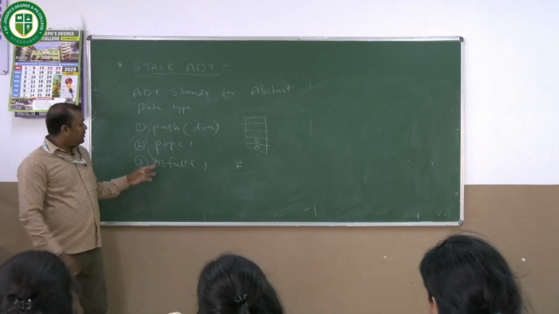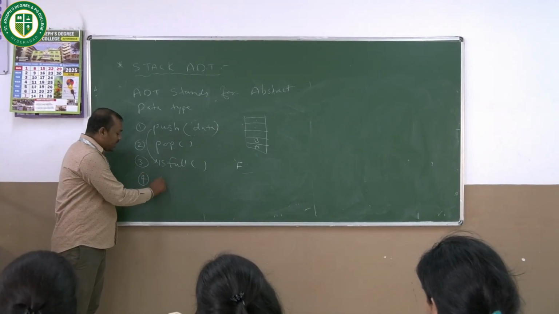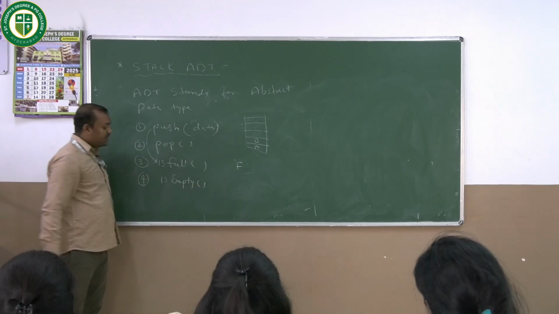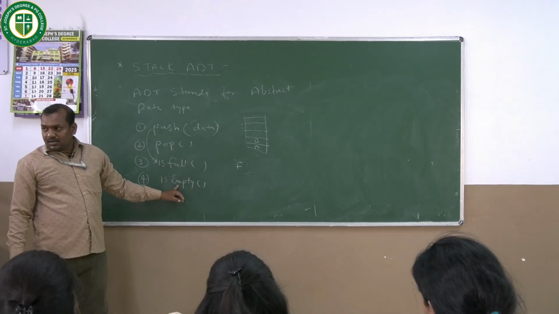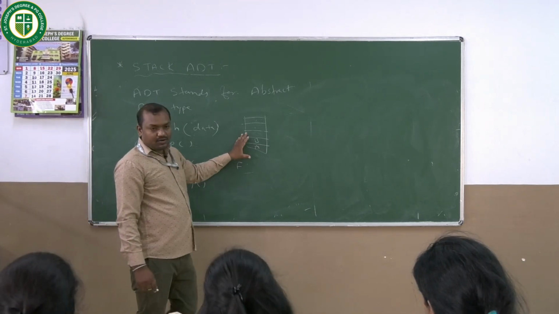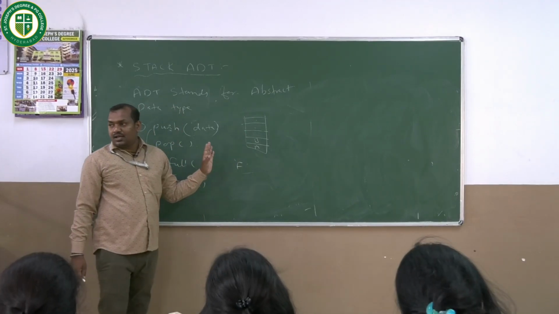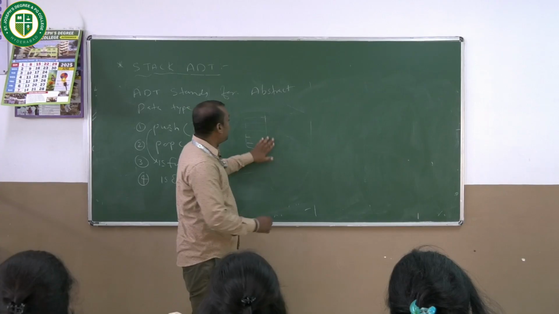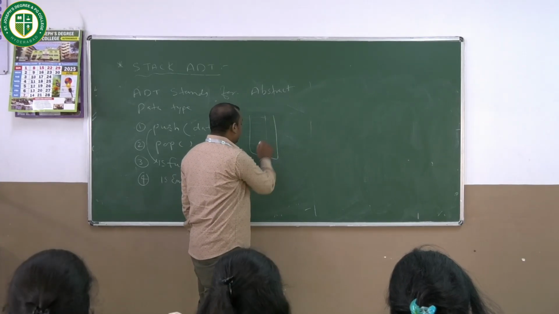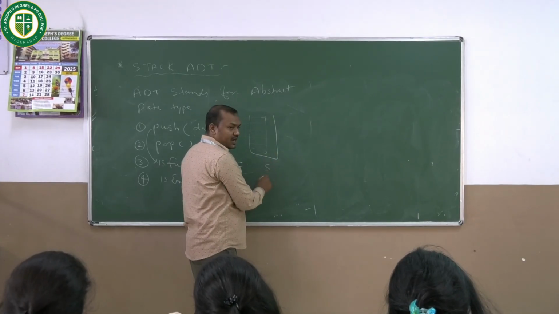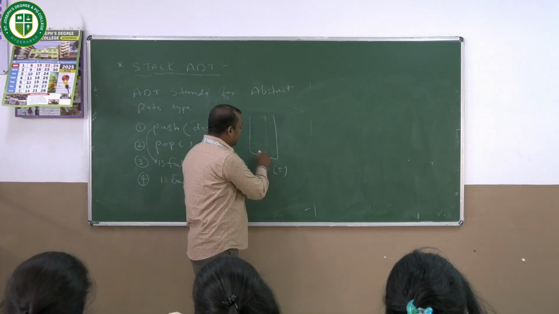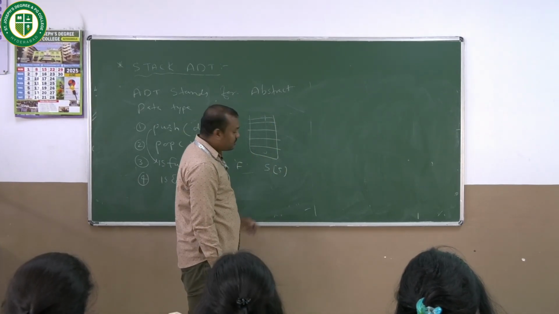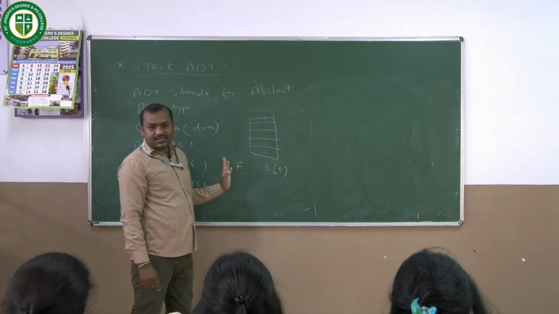Now, the fourth function is isEmpty. This function checks whether the stack is empty or not. When you initially create the stack object by mentioning the capacity or size, for example a stack with a capacity of 5, it will create 5 blocks. At this time the stack is empty.